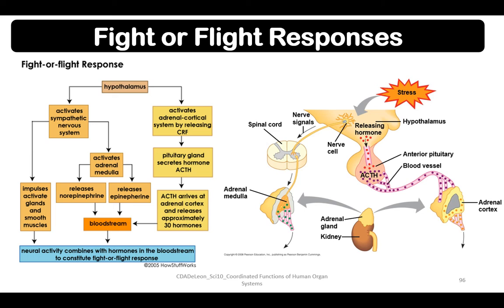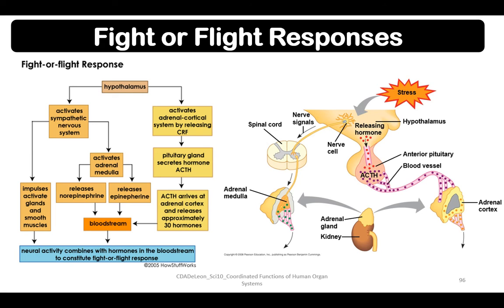The fight or flight responses ay ito, no? So, as you can see in the illustration, it is coming from the hypothalamus. On the other part of the illustration, it activates the sympathetic nervous system, okay, where it activates the adrenal medulla, di ba? Adrenal cortex, and then impulses activate glands and smooth muscles. So, what are the effects? The effects is neural activity combines with hormones in the bloodstream to constitute the fight or flight response. So, kaya parang may bigla tayong lakas, no?